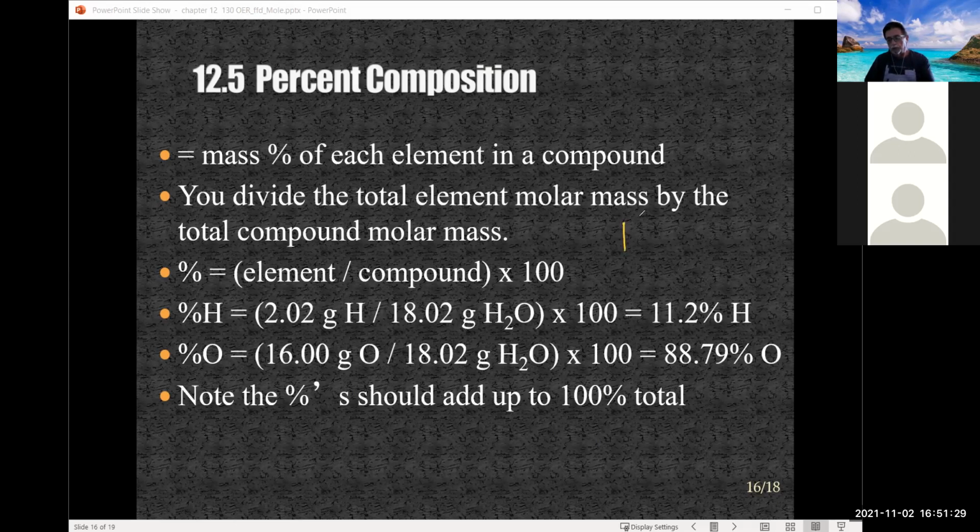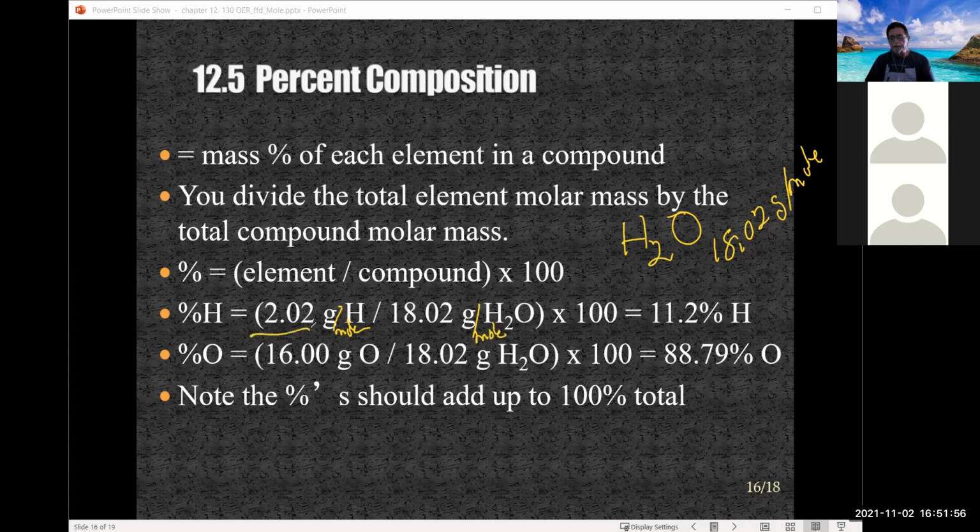So if we look at H2O, 2 hydrogens, 1 oxygen, we have a molar mass of 18.02 grams per mole. Correct the units here, these should be grams per mole. I just noticed it's a typo.